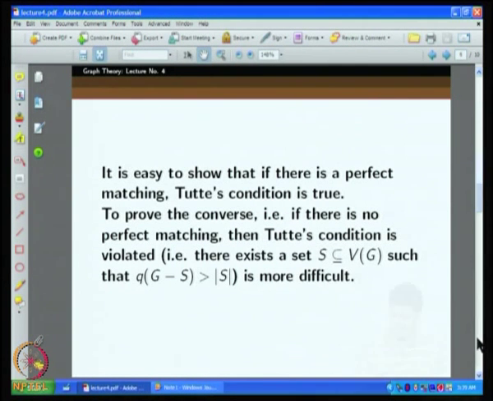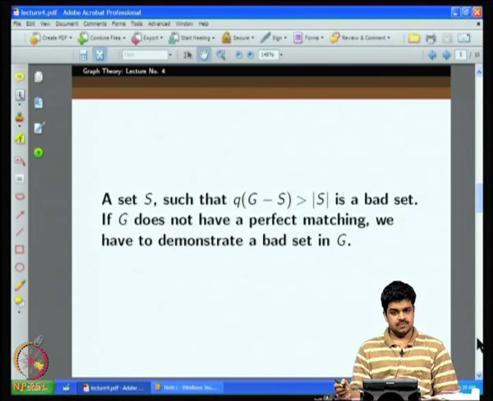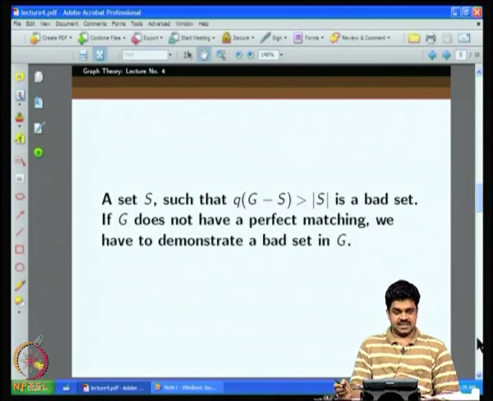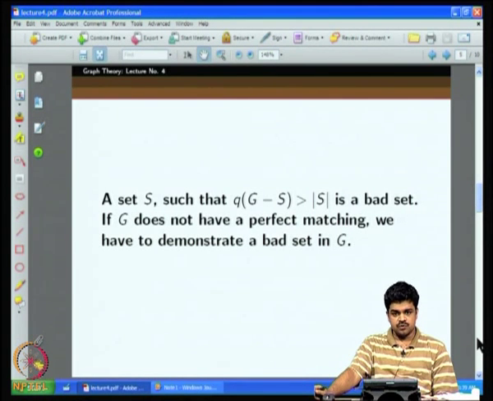So, such a set is called a bad set. That means, a set S for which the Tutte's condition gets violated. That means, a set S for which Q of G minus S, the number of odd components of G minus S, is strictly greater than the cardinality of S, is called a bad set. We will call it a bad set, and essentially we are saying that if there is no perfect matching in the graph, there should be a bad set, or in other words, if there is no bad set in the graph, there should be a perfect matching.